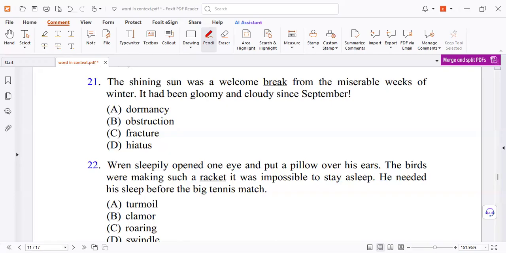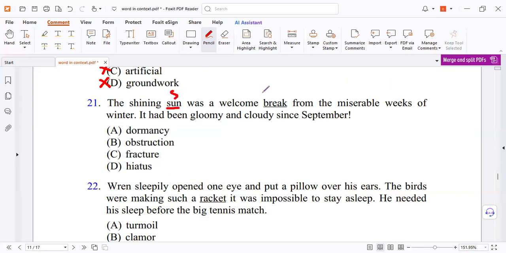The answer is B. You think it's letter B, but I don't think so. Follow the rules. Let's see. The shining sun was a welcome what? So we describe the sun. Here, complement after the linking verb to be. From the miserable weeks of winter. It had been a gloomy winter, cloudy since September.